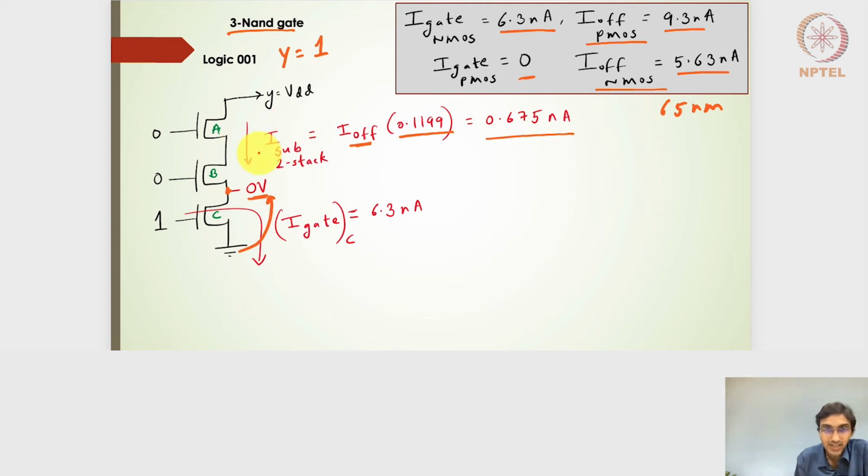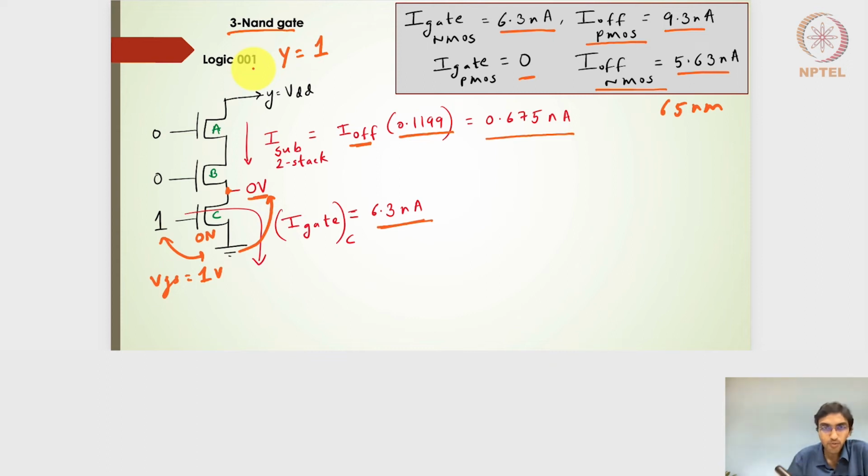So we need to evaluate the gate leakage current. For the gate leakage current, we need to identify the on transistor, and only this transistor is on, where we get the VGS value to be nothing but 1 volt. So it is not close to VT or close to 0. So I will have some gate leakage current, which is the 6.3 nanoamperes given in this data sheet, right? So this becomes the subthreshold and gate leakage current for the 001 logic.